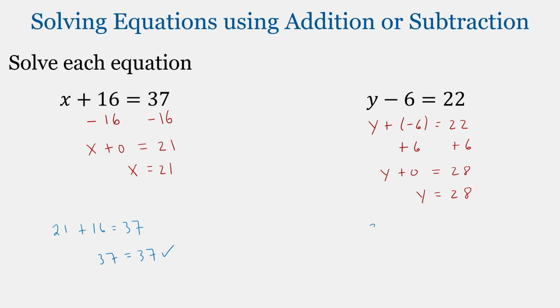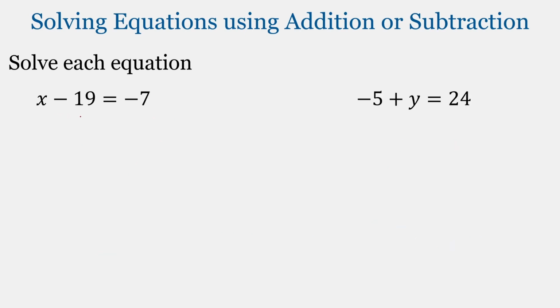Checking our answer, we get 28 minus 6 equal to 22. 28 minus 6 is 22, so we have 22 equal to 22. Let's try two more.